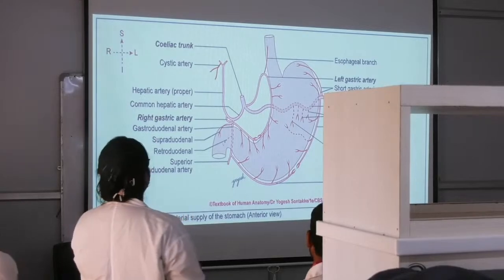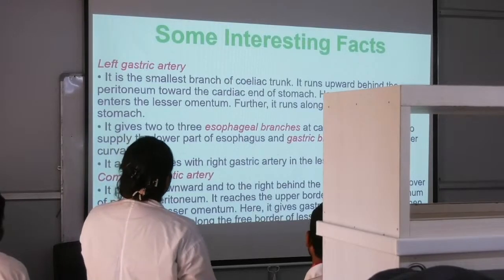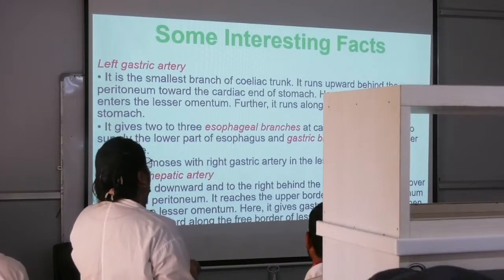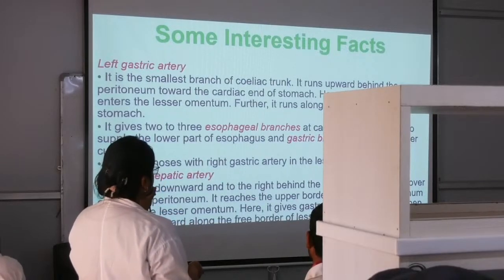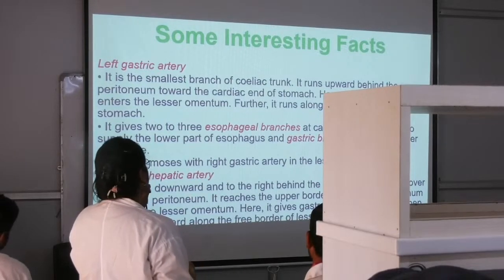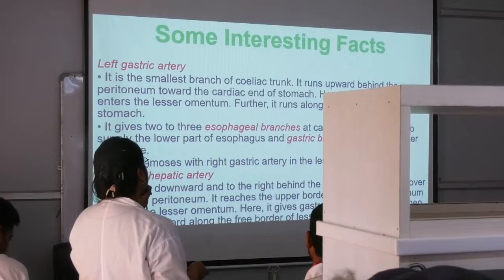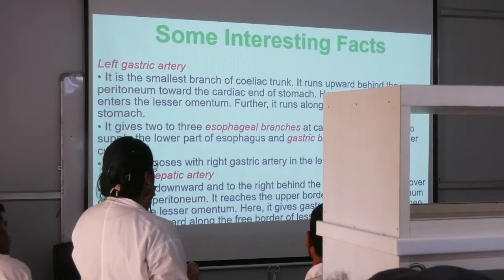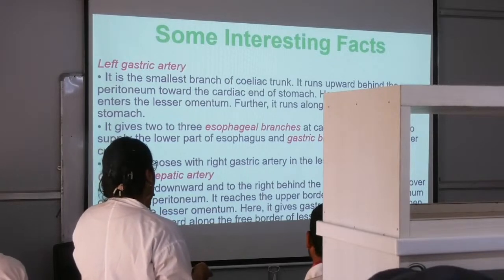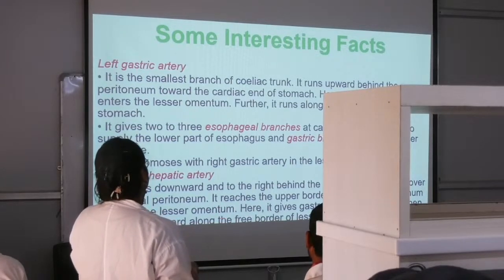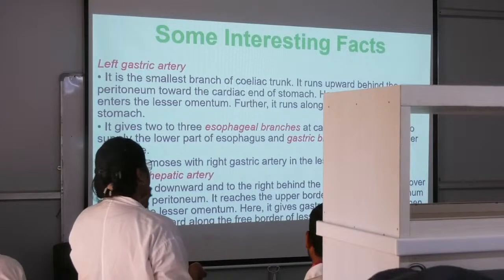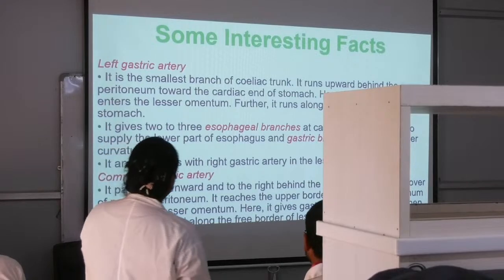Okay, previous. Next is the common hepatic artery. It passes downward and to the right behind the lesser sac under the cover of parietal peritoneum, and it reaches the upper border of the first part of the duodenum to enter into the lesser omentum. And here it gives the gastroduodenal artery and then continues upward along the free border of the lesser omentum as the hepatic artery proper. Okay.